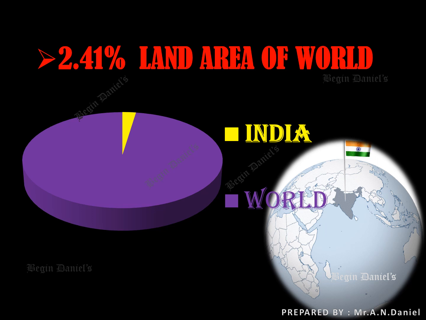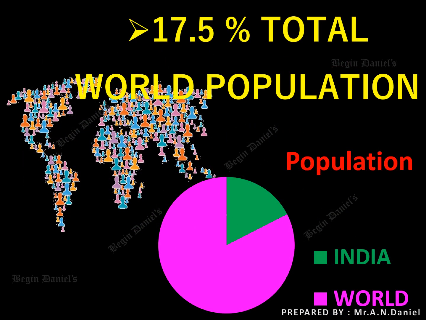If you take India, observe the world map. In this world map, India occupies just 2.41 percent of the land area of the world. But if you observe the world population, India has 17.5 percent of the total world population. The pie chart that is given shows the contribution of India's population to the world population.